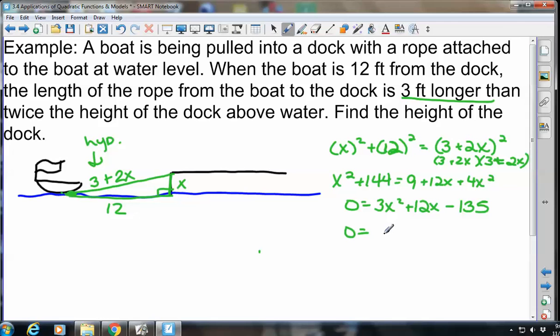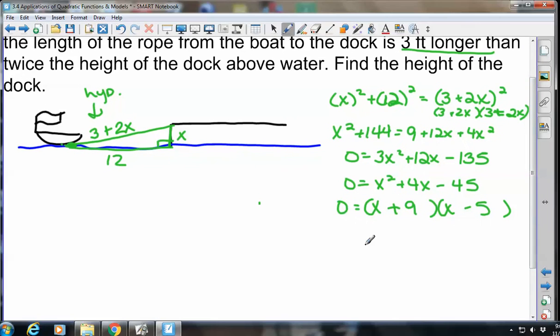Okay, let's divide by 3 to simplify it a little bit. Then we have x squared plus 4x minus 45. So now we can factor. Multiply to a negative 45, add to positive 4. We set each of those equal to 0. We get negative 9 and positive 5.